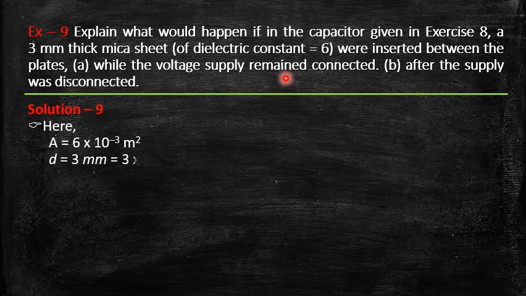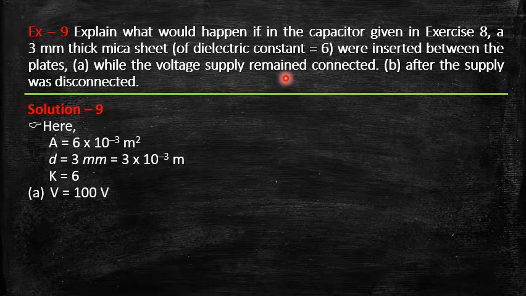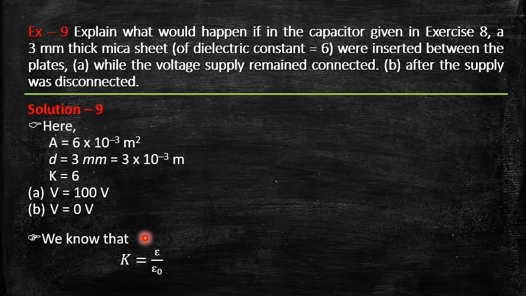So area and distance, these values are taken from the previous problem. K is given. Firstly, we are told that the voltage supply is 100 volt, and find out what happens. Secondly, we are told the battery is disconnected, meaning the voltage supply is 0. But be careful, in this case the capacitor is already charged, so you already have some amount of Q on the plates of the capacitor. We know that the dielectric constant is epsilon by epsilon 0. So the new permittivity you can find with K epsilon 0.